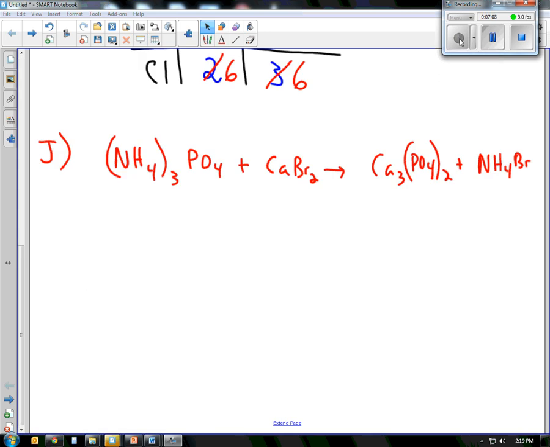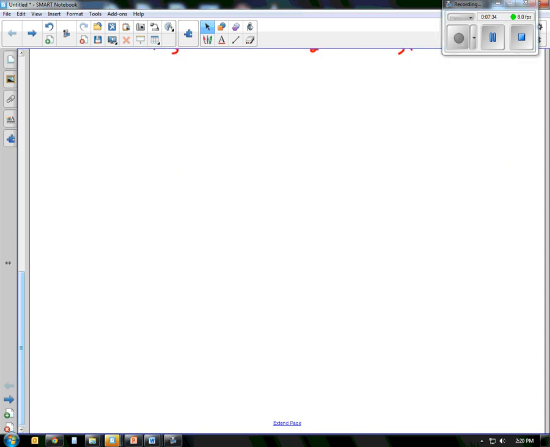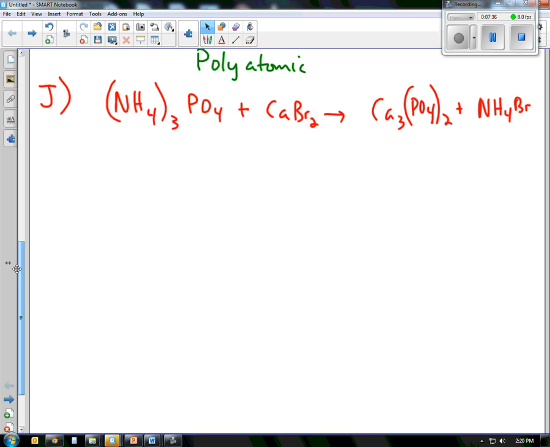Okay, so here we have letter J on page 79, and for the first time we're dealing with compounds that contain polyatomic ions. And again, you're going to have to learn how to balance these. It's not tremendously more difficult than what you've been doing, but there's a little trick that you can do. But let me first show you how, without this knowledge, you would start things. Here's what most of you would probably have done.